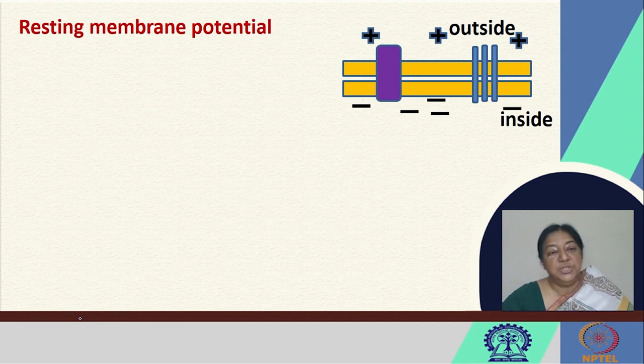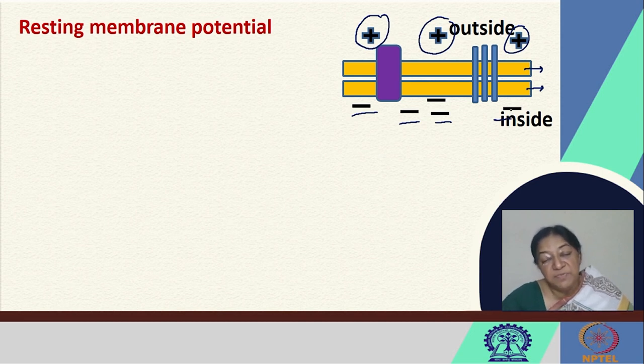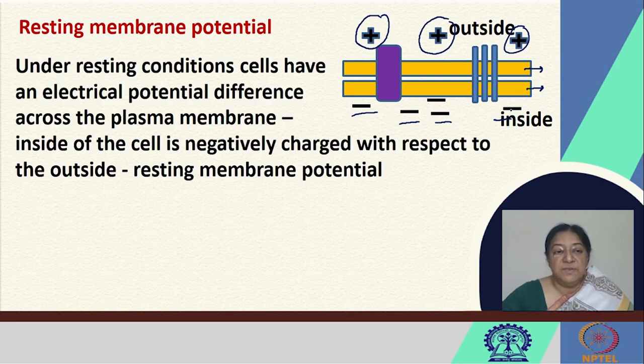For the membrane potential, if we try to understand what we mean by a resting membrane potential, we saw the lipid bilayer. These are the two leaflets that we have. On the outside we saw there were more positive ions, and inside there were relatively more negative ions because of the expulsion of cations, preferably from the inside of the cell. Under resting conditions, therefore, cells generate an electrical potential difference across the plasma membrane because the inside of the cell is negatively charged with respect to the outside.